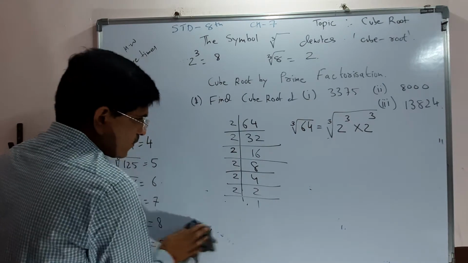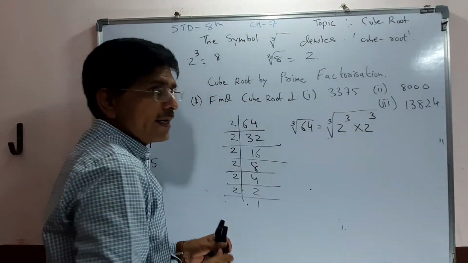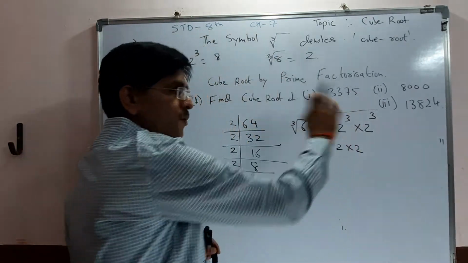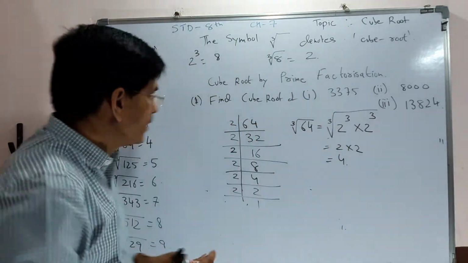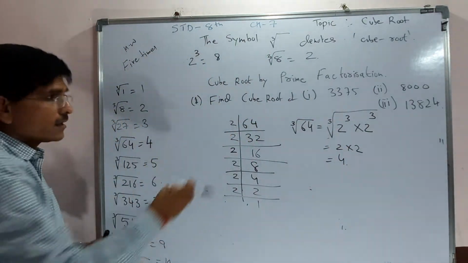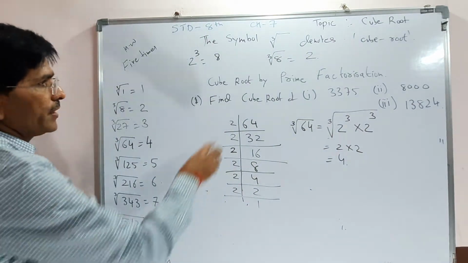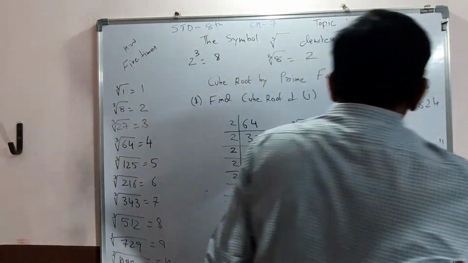So which method is for you? That is prime factorization method. And we can get answer 2 into 2. To remove cube root, we will write 2 into 2. That is 4. That is why answer 4 is here. So you have to make prime factors. So that is 2 digit. Now we have to take the 3 digit prime factor. It is also important for us.